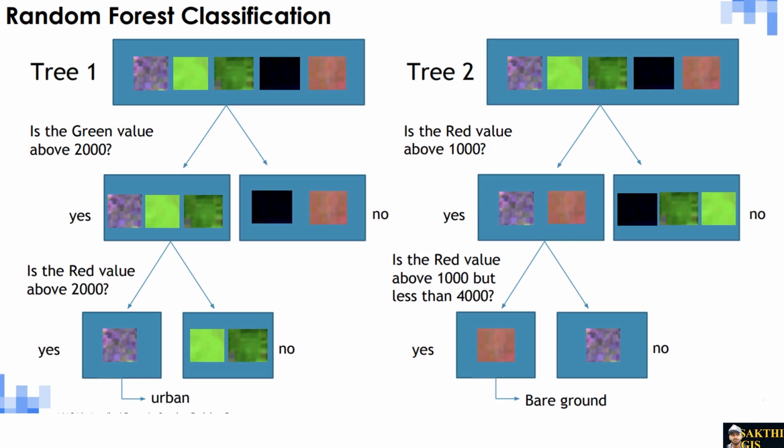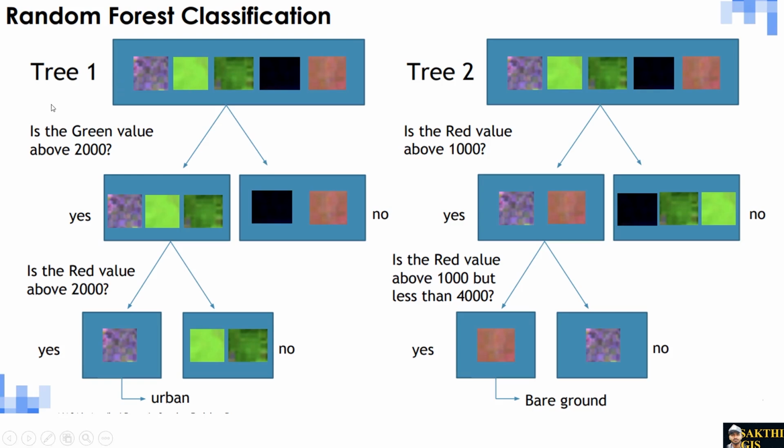Suppose for training data, we select some areas for urban, some places for vegetation, and some for water pixels, like that we give the training data. Based on the training data, the random forest classification algorithm gets trained. Then if you give, say, four trees, the algorithm itself will create the tree-based rules.